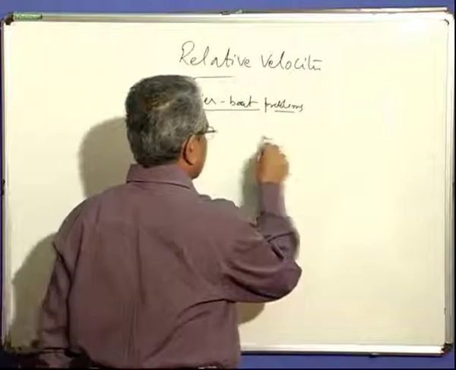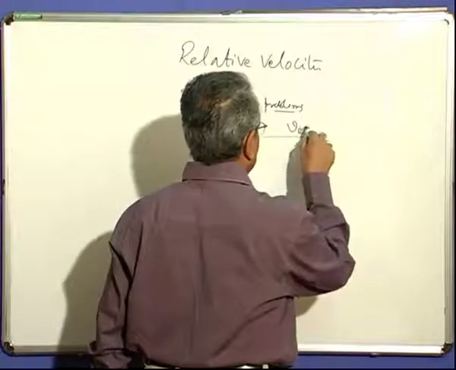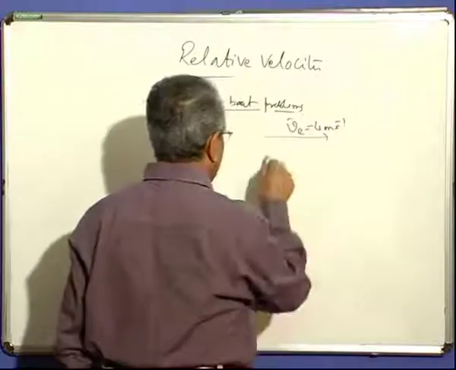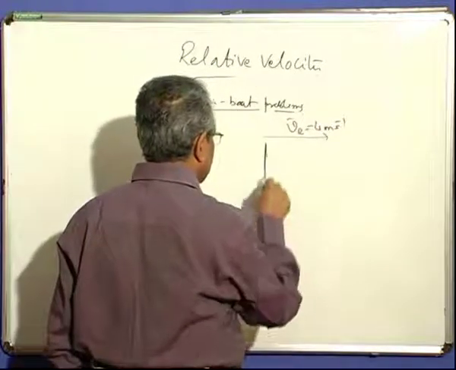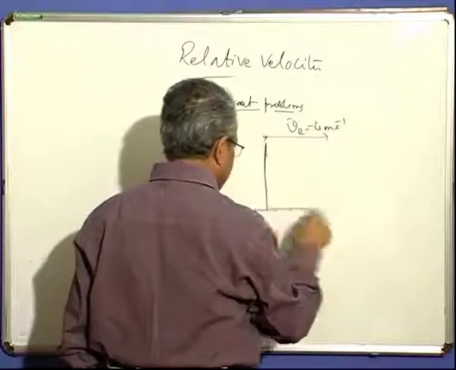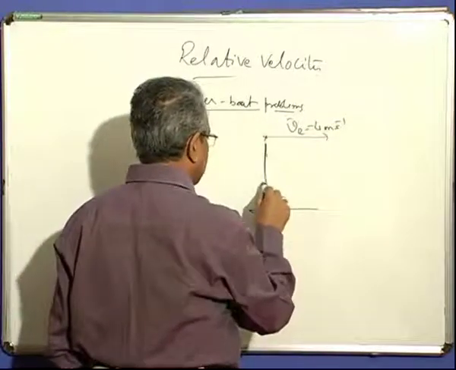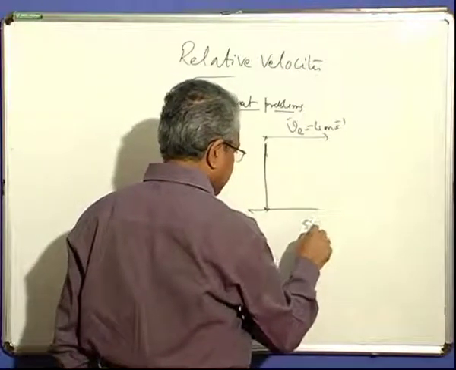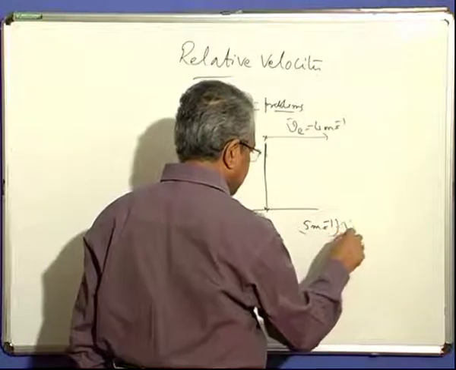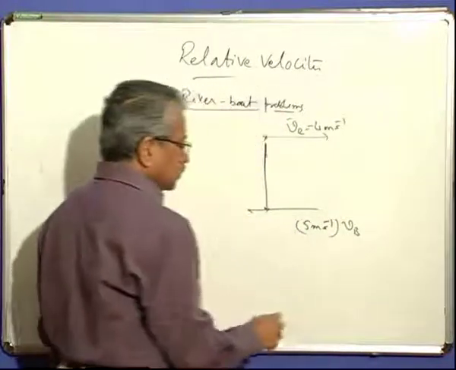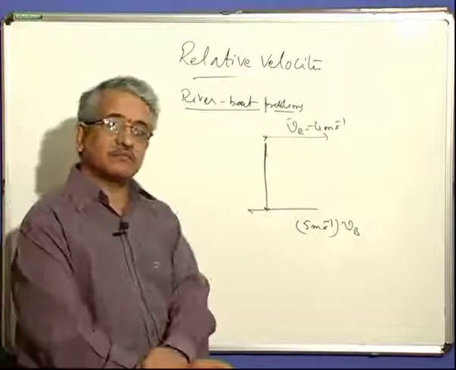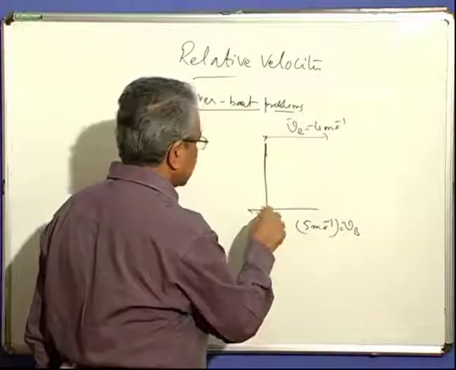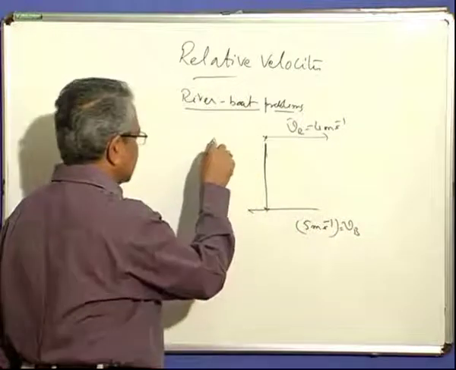A river is flowing with a velocity of 4 meters per second, and a person wants to cross that river to reach the opposite point here from here, and he starts with a velocity of 5 meters per second, suppose. That is the velocity of the boat. In which direction must he go? He must go in a direction upstream here, because to reach the opposite point he must start like this.